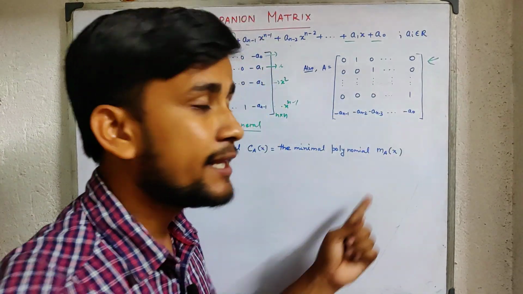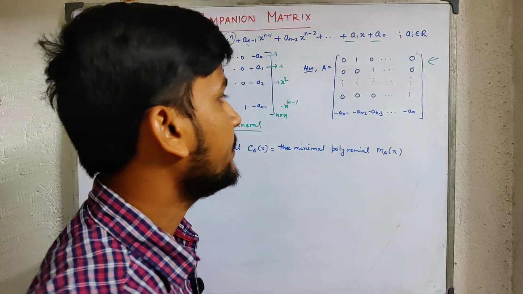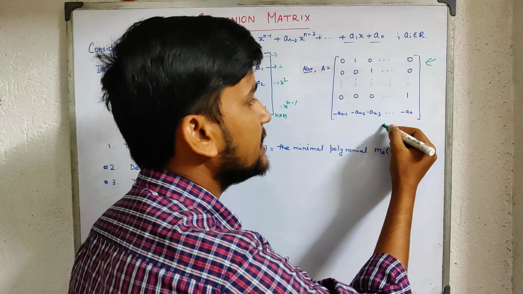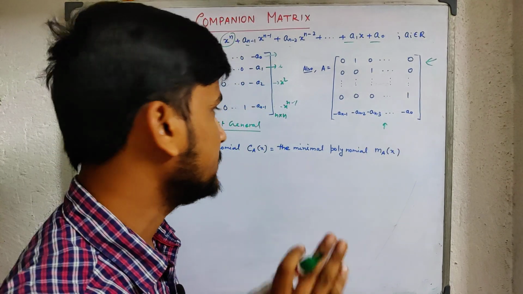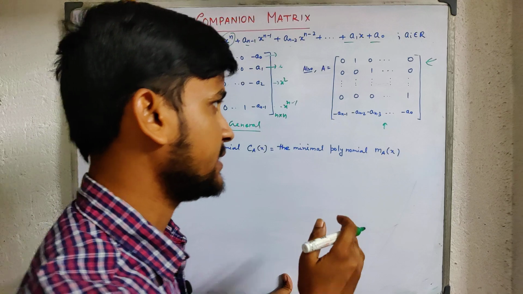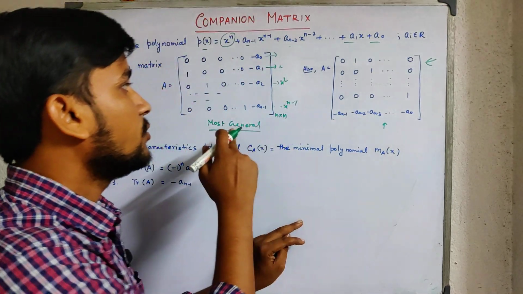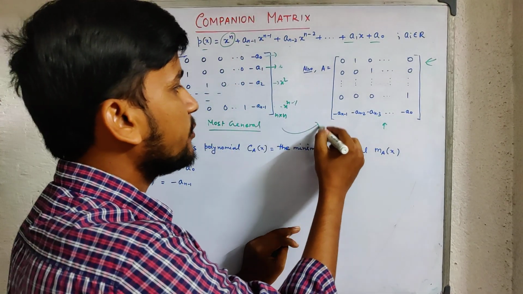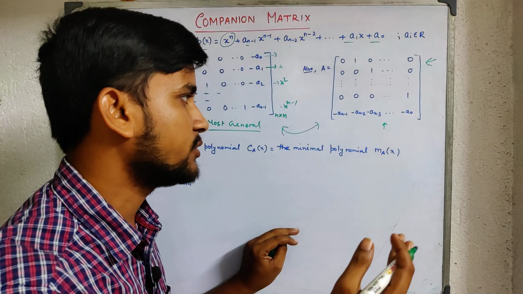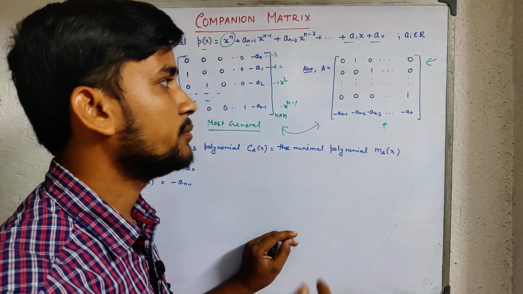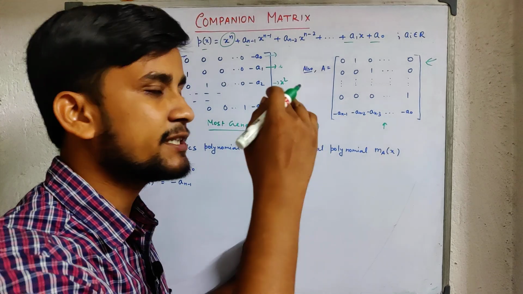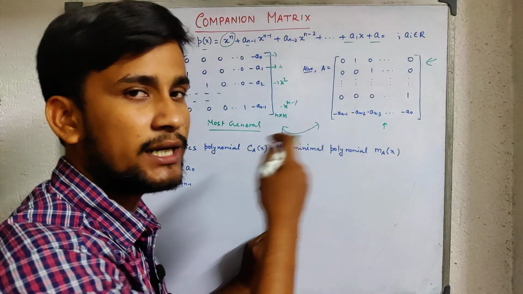So this is another representation of a companion matrix. Some books say that this is the general expression, some books say that the other is the most general expression of companion matrix. Now we can get this matrix from the other one just by transposition, that is, by interchanging the positions of rows and columns.